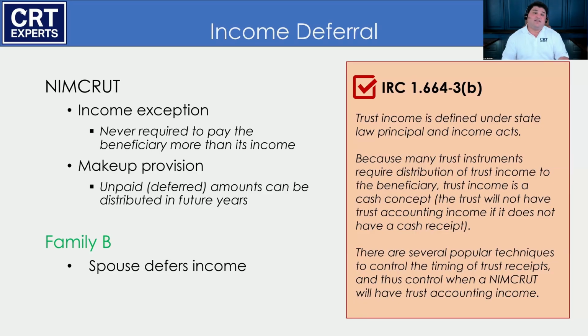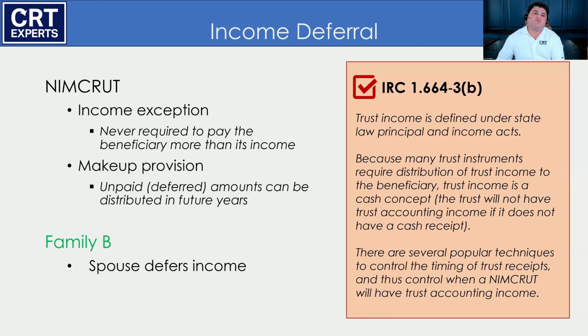If you want a deeper dive, you saw the link for that webinar earlier. We drill on this particular technique, but at a high level here, this is all centered around trust accounting income. Trust income is a cash concept, and what that means is the trust will not have income if it does not have a cash receipt. There are several techniques out there to control the timing of trust receipts, and thus when a NIMCRUT will have trust accounting income, but they all work the same way.